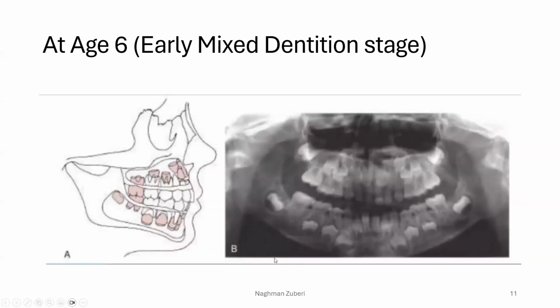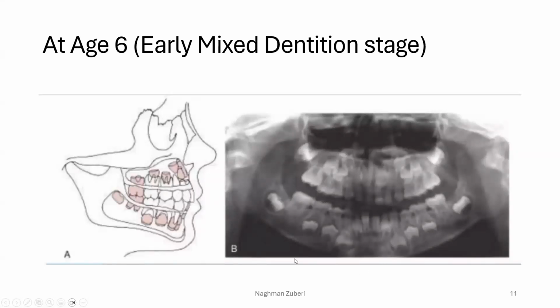So at age 6, we can see almost this situation: the first permanent molars would have erupted in both the arches, and the lower permanent central incisors have replaced the lower deciduous central incisors. If not, then at least they would have erupted lingual to those.